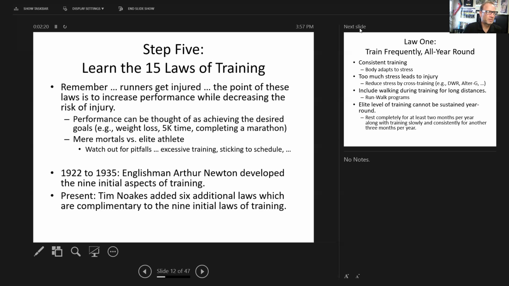Let's see, between 1922 and 1935, Englishman Arthur Newton developed the 9 initial aspects of training. Some of the initial ways of thinking about training for an endurance event, and then Noakes adds some additional laws, which complement those previous ones. And again, these are contrived. If you pull 10 coaches together, their laws are going to be a little bit different, but the concepts will likely all be very similar.